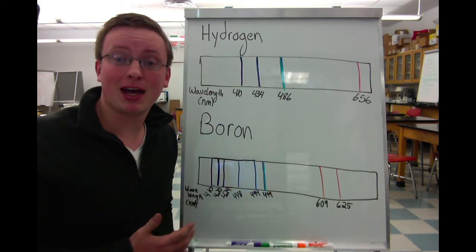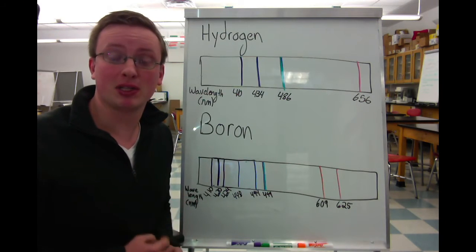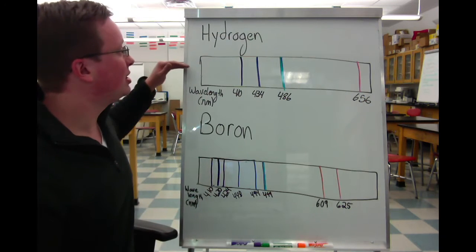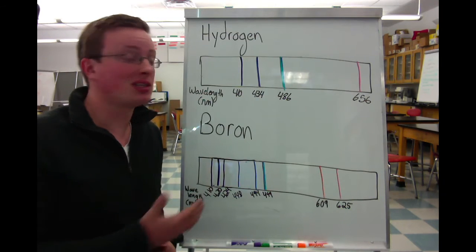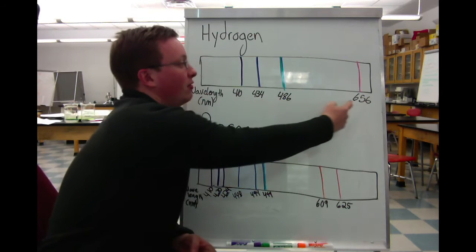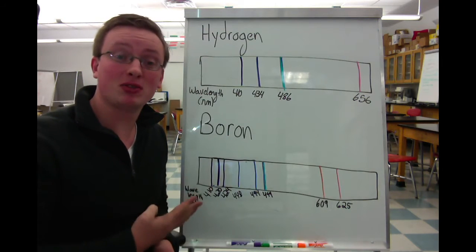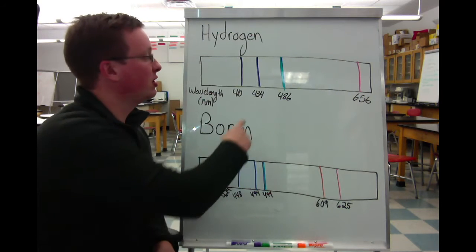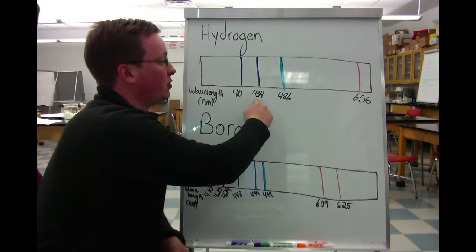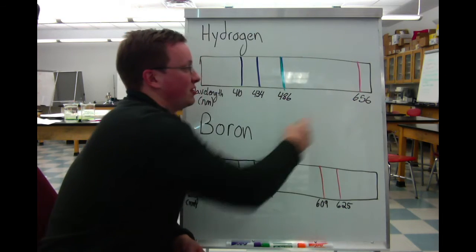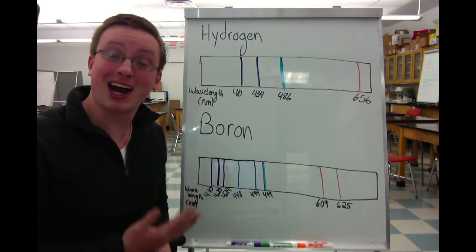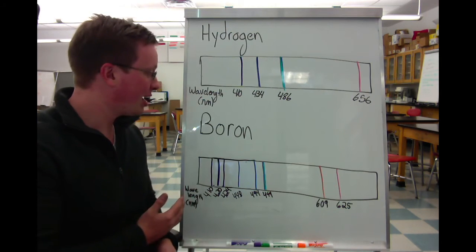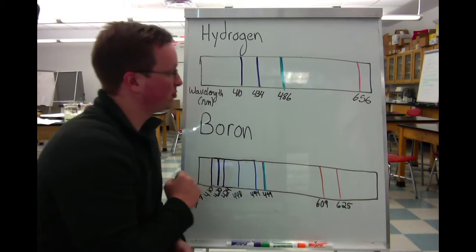Let's take a look at the emission spectra for two different elements, hydrogen and boron. Notice that each element emits a different number of spectral lines. This means a different wavelength of light. For example, hydrogen has 4 spectral lines: 410, 434, 486, and 656. Each one of those is a specific wavelength of light that hydrogen gives off. Boron, however, has 8 spectral lines.